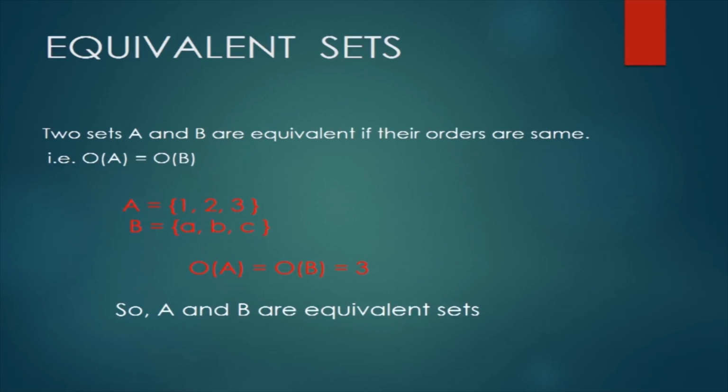Equivalent sets. Two sets A and B are equivalent if their orders are same. That is, order of A is equal to order of B. Let A = {1, 2, 3} and B = {a, b, c}. Order of A is equal to order of B is equal to 3. So, A and B are equivalent sets.